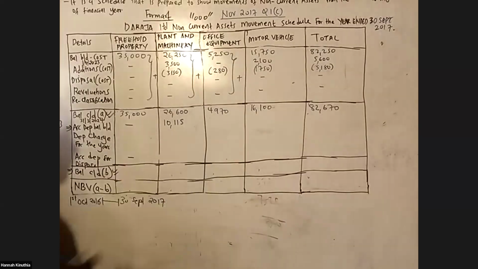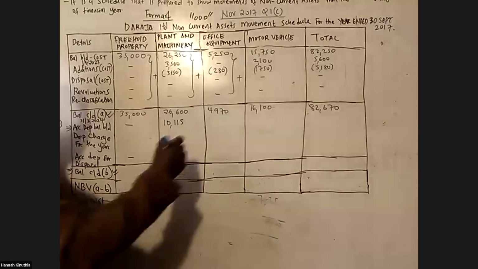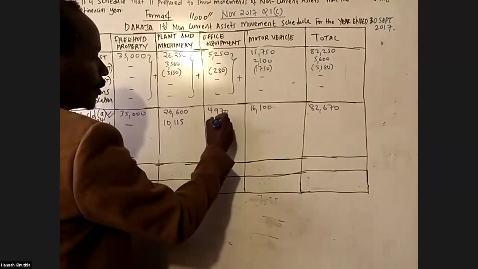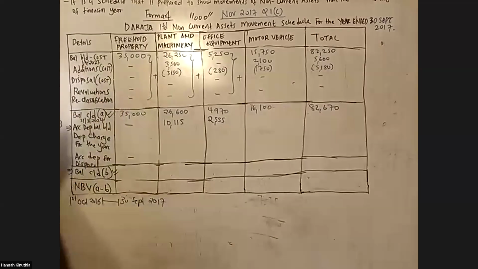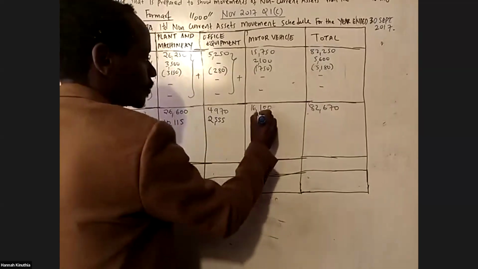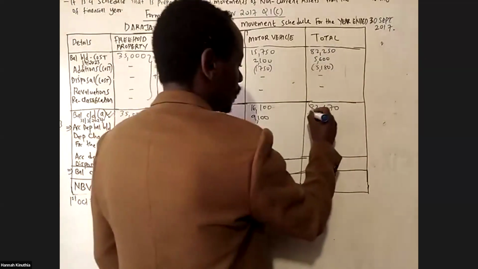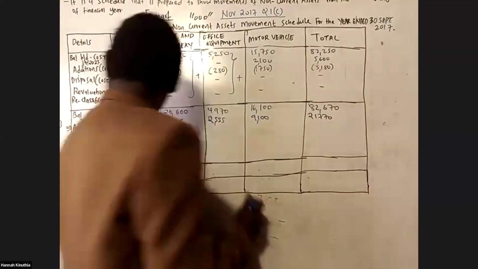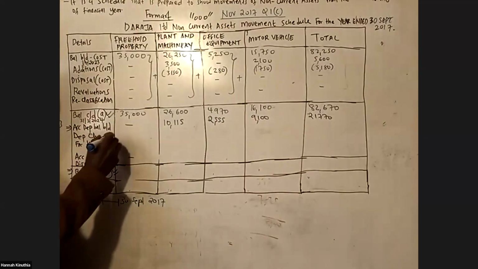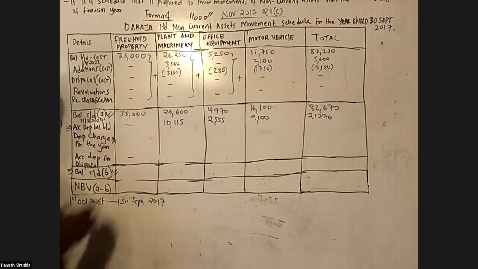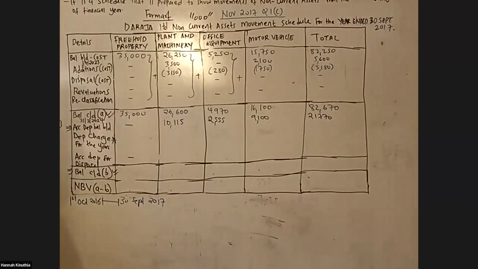So accumulated depreciation for this one 2555. Next, motor vehicle 9100. Total unaweza wapatia ni 21,770. This one we need a working, so naweka star for now. So depreciation charge for the year, that one we need a working, so I'll put a star. Let us look for depreciation for disposal.